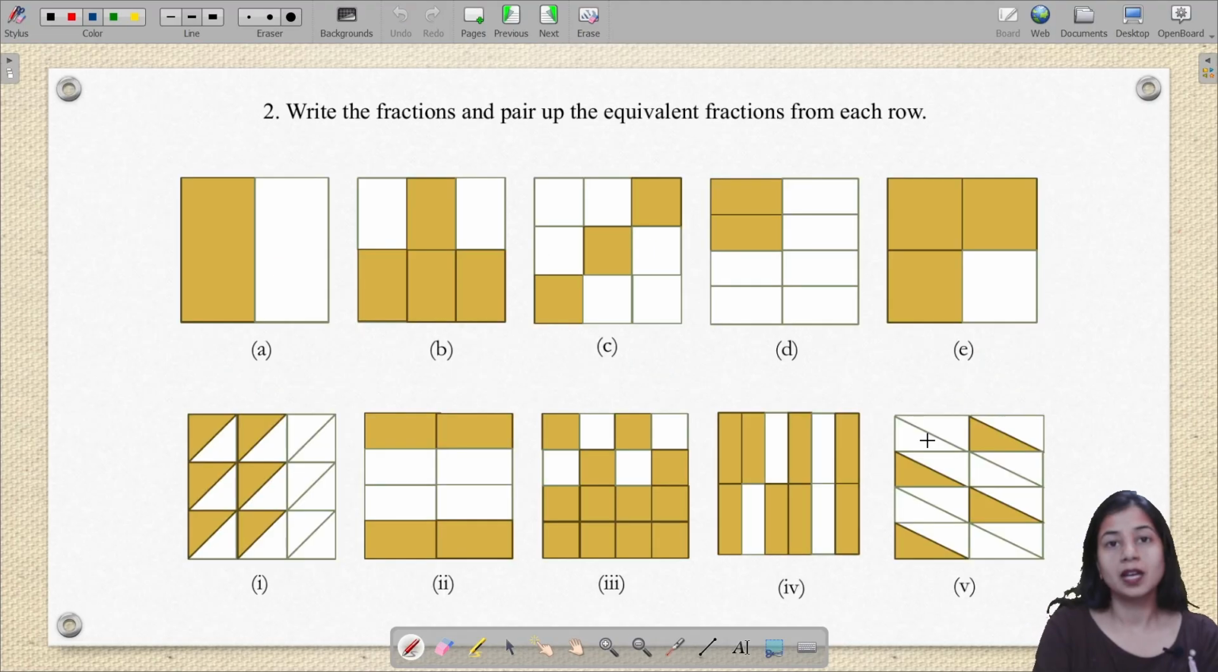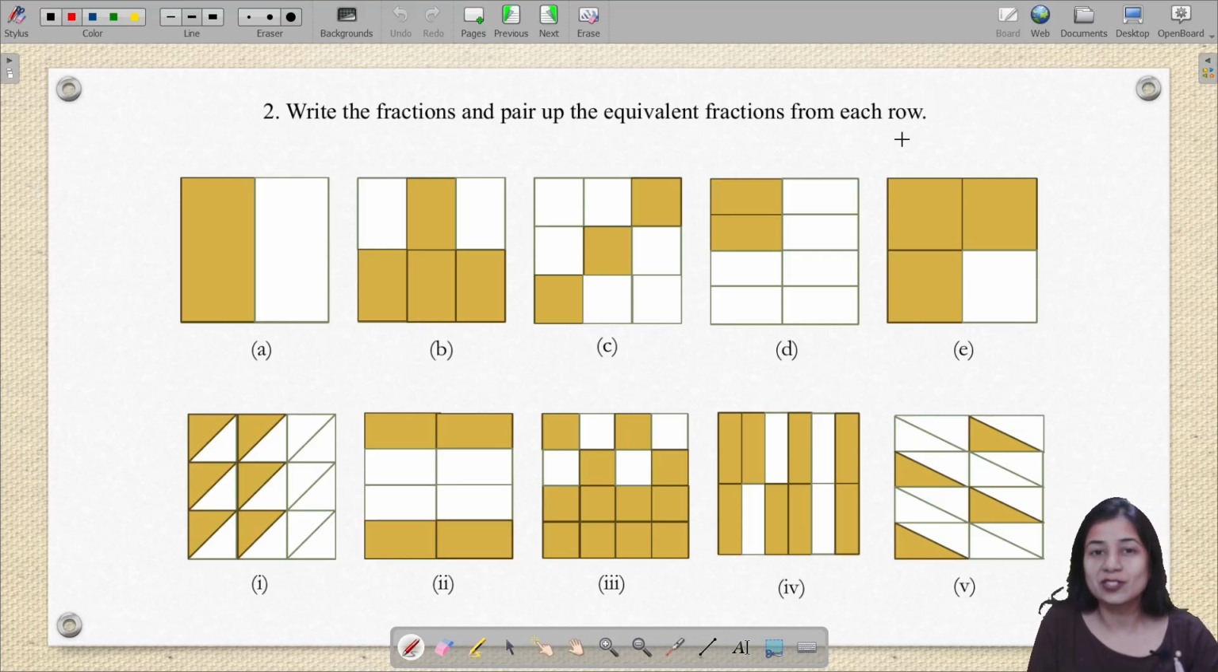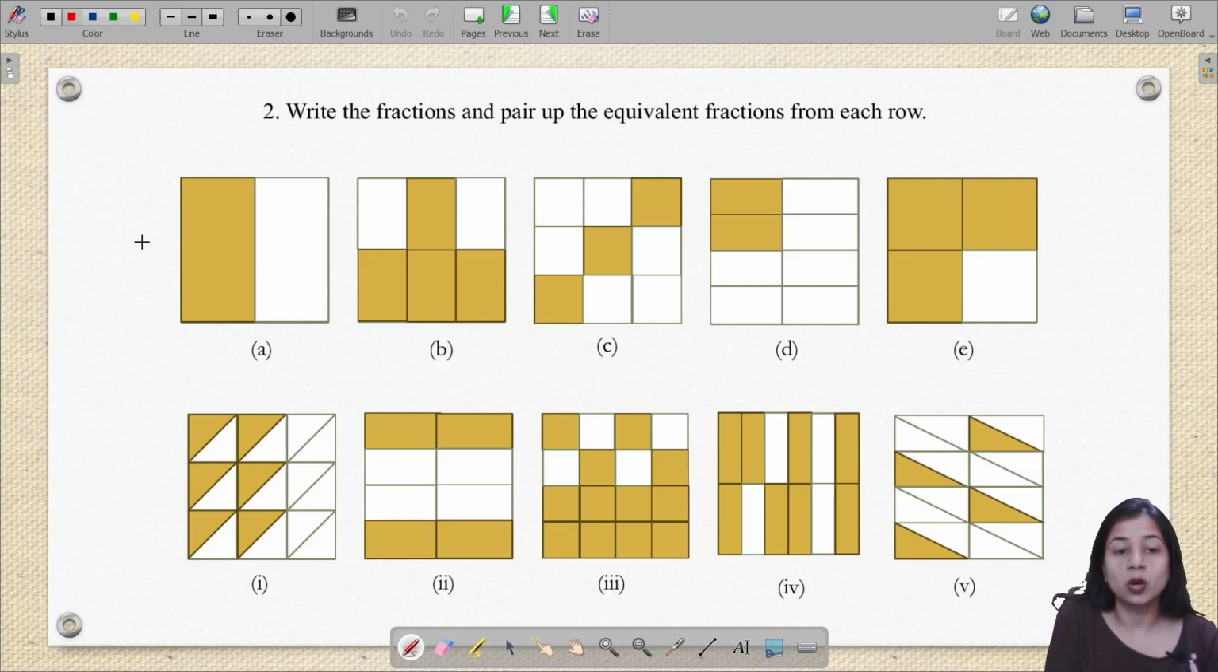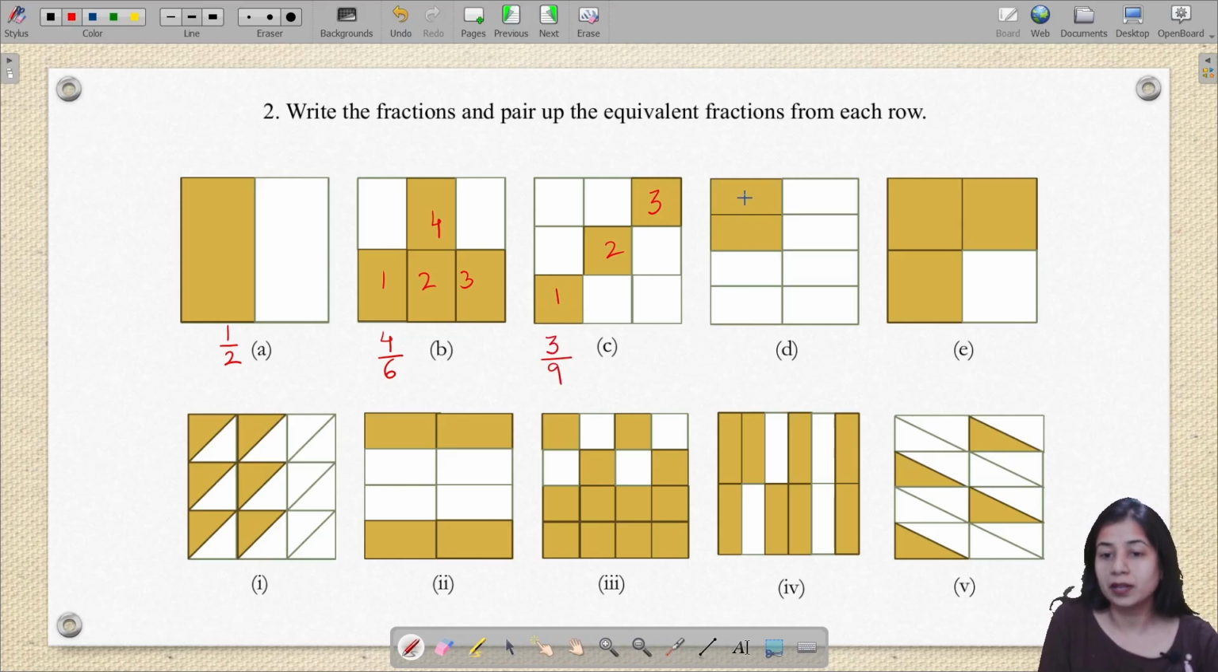Moving ahead. Question number 2. Write the fractions and pair up the equivalent fractions from each row. So our task is first to write all the fractions. So let's see. Here we have 1 shaded out of a total of 2 equal parts. Then we have 1, 2, 3 and 4. So 4 are shaded out of 6 parts. Then 1, 2, 3. 3 are shaded out of 9 equal parts. Then 1 and 2. 2 are shaded out of 4 and 4, 8 equal parts. Then 1, 2, 3, 3 are shaded out of 4 equal parts.